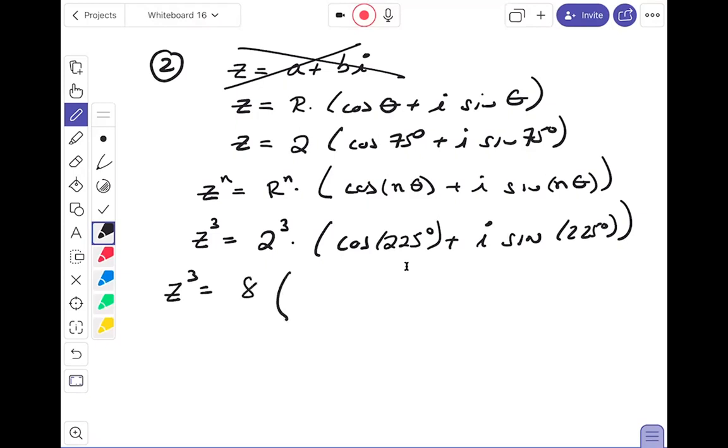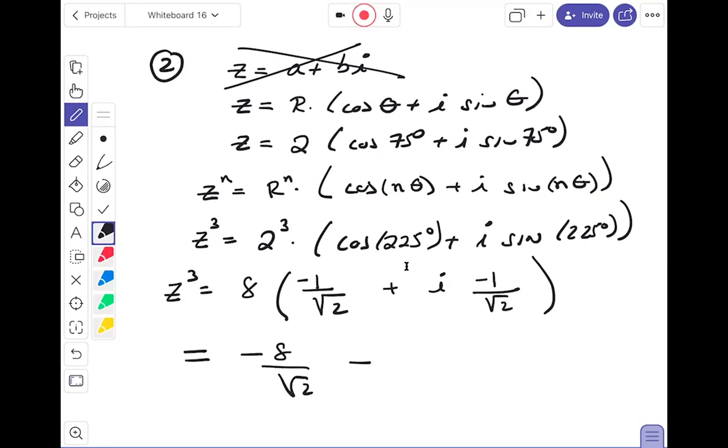What's the cosine of 225 degrees? Well, you could leave it that way, but I think I can evaluate this. It's negative 1 over the square root of 2. It's in the third quadrant. Cosine's negative in the third quadrant, and the reference is 45 degrees. Plus i, again, the reference is 45 degrees. That's 1 over root 2 for the sine. And the sign is negative in the third quadrant. So let me multiply it out. And this is going to be minus 8 over root 2 minus 8i over root 2.